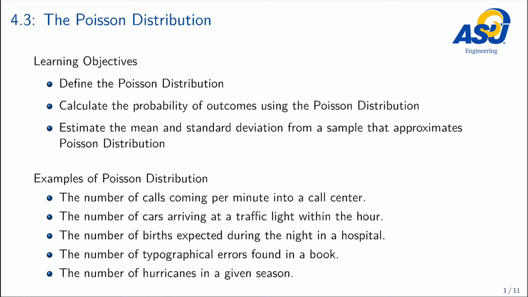Examples of Poisson distributions are the number of calls coming per minute into a call center, the number of cars arriving at a traffic light within the hour, the number of births expected during the night in a hospital, the number of typographical errors found in a book, the number of hurricanes in a given season, or the number of hailstorms in San Angelo during a year.